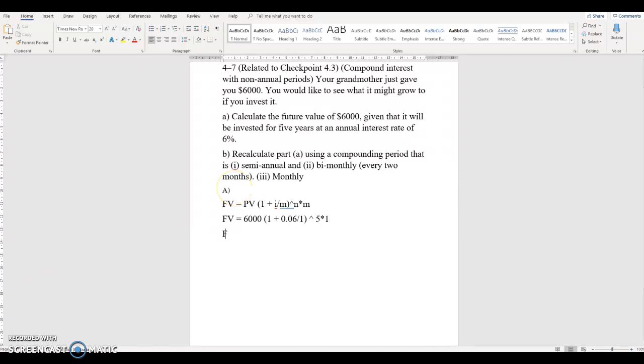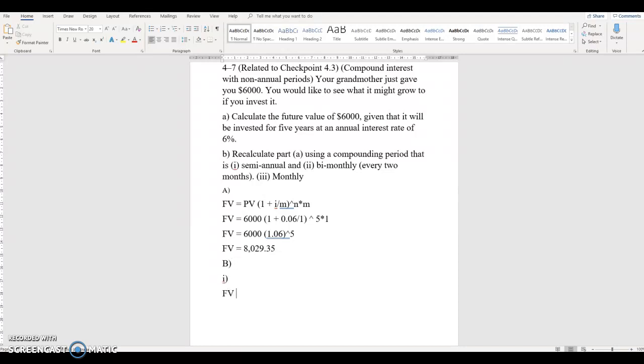Now I'm just going to simplify this formula down. We've got 6,000 outside 1.06 to the power of 5. To give us our calculation, our answer is $8,029.35. Moving on, we're going to work on using a compound period for the same question in part B, which is semi-annually first.